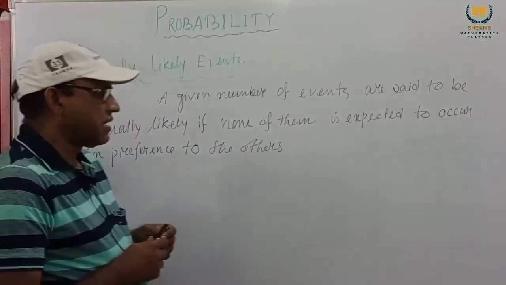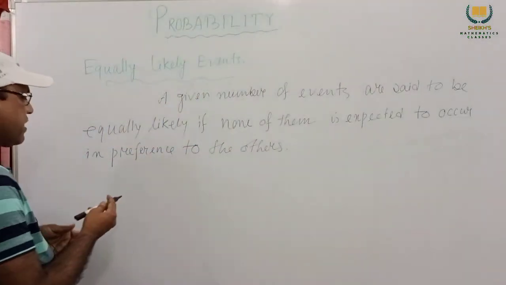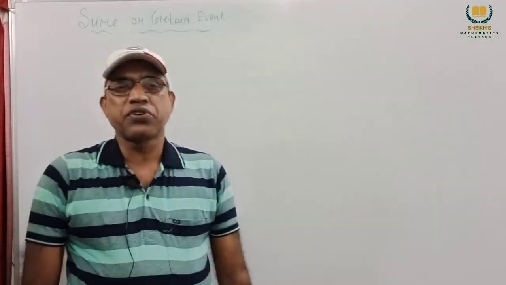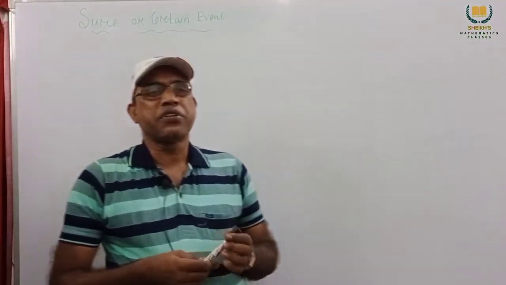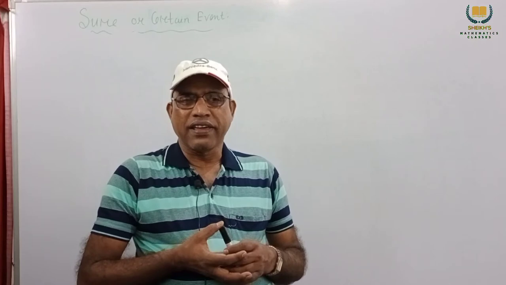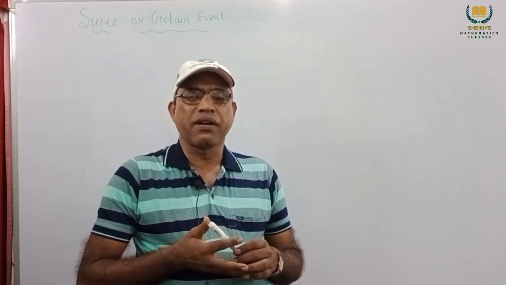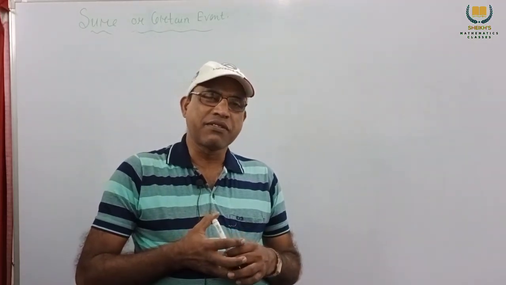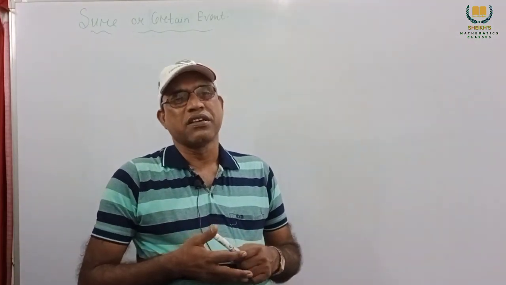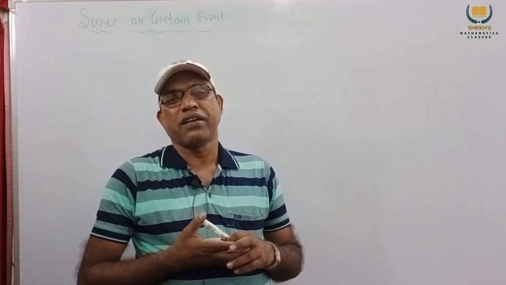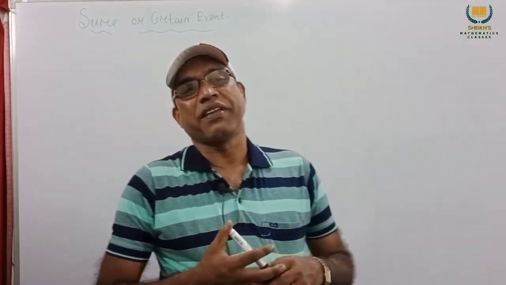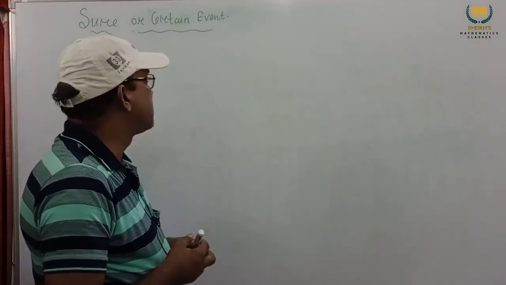Next, we consider sure or certain event. Sure event means, suppose we throw a die, and our requirement is a number less than 7. Less than 7 means up to 6: 1, 2, 3, 4, 5, 6. We surely get some number in this experiment. So this is a sure or certain event.